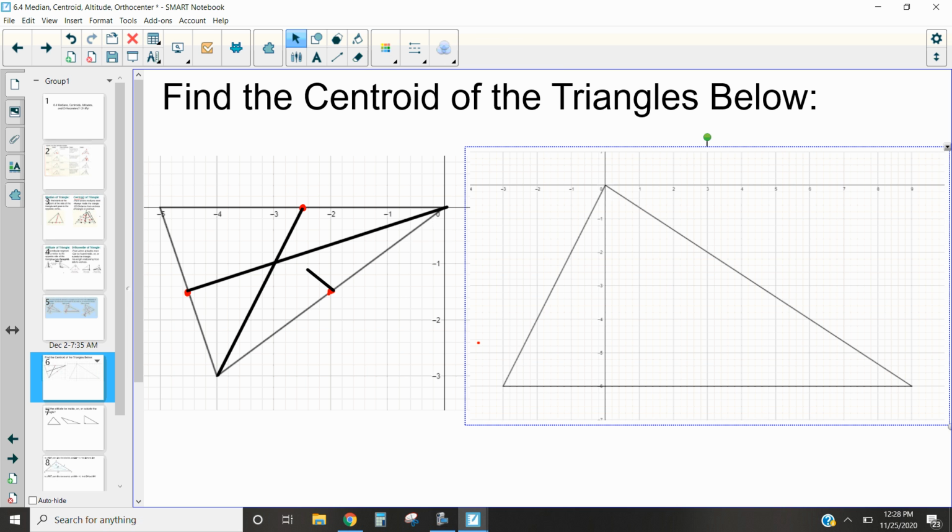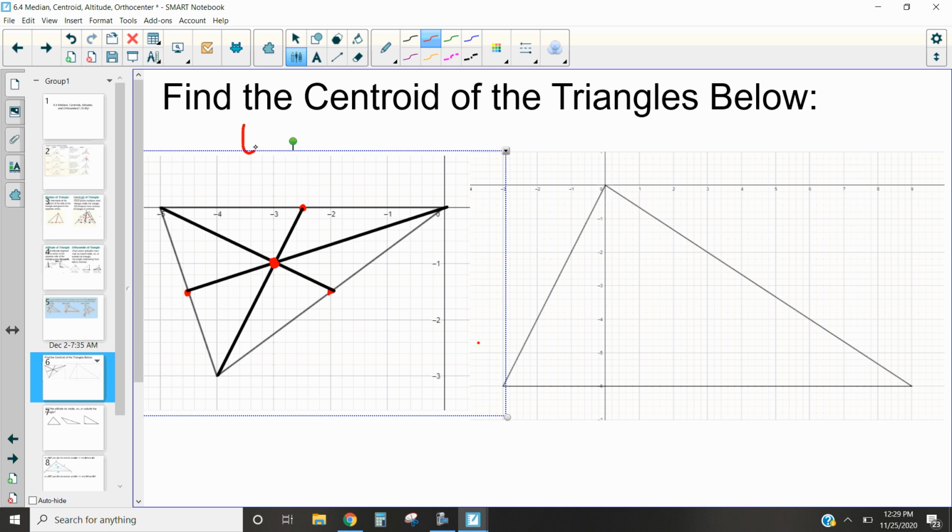And then lastly, from this point to the opposite corner. Now we can see that all 3 of our lines crossed at this point here. And so the centroid of this triangle below is going to be that point, which is the point -3, -1. Fantastic. Okay, now let's do the exact same thing with this next one.